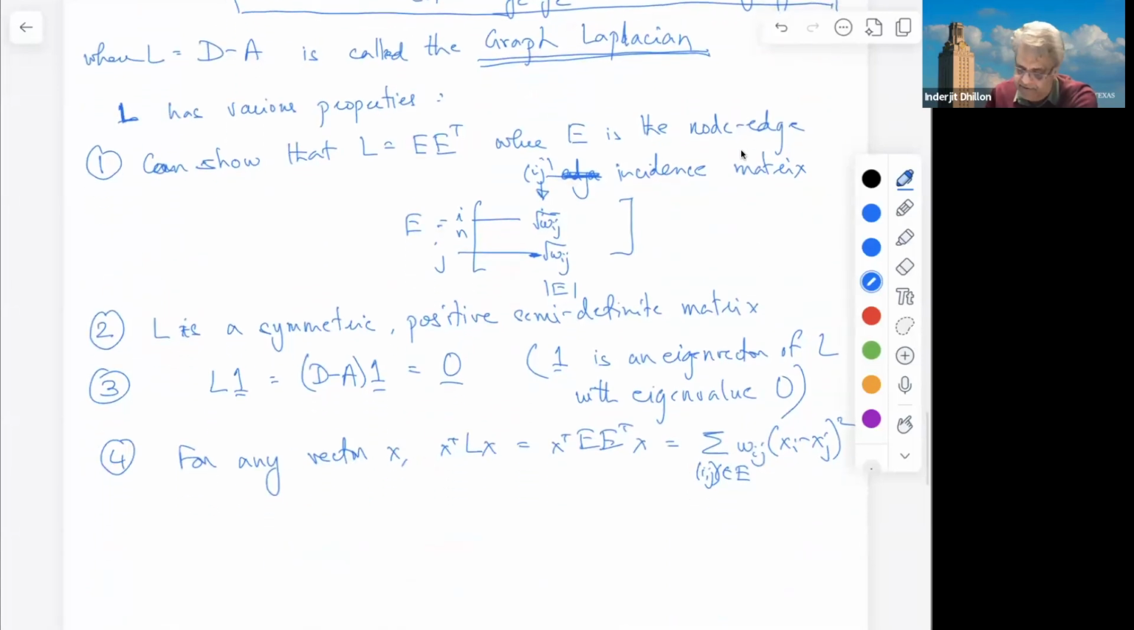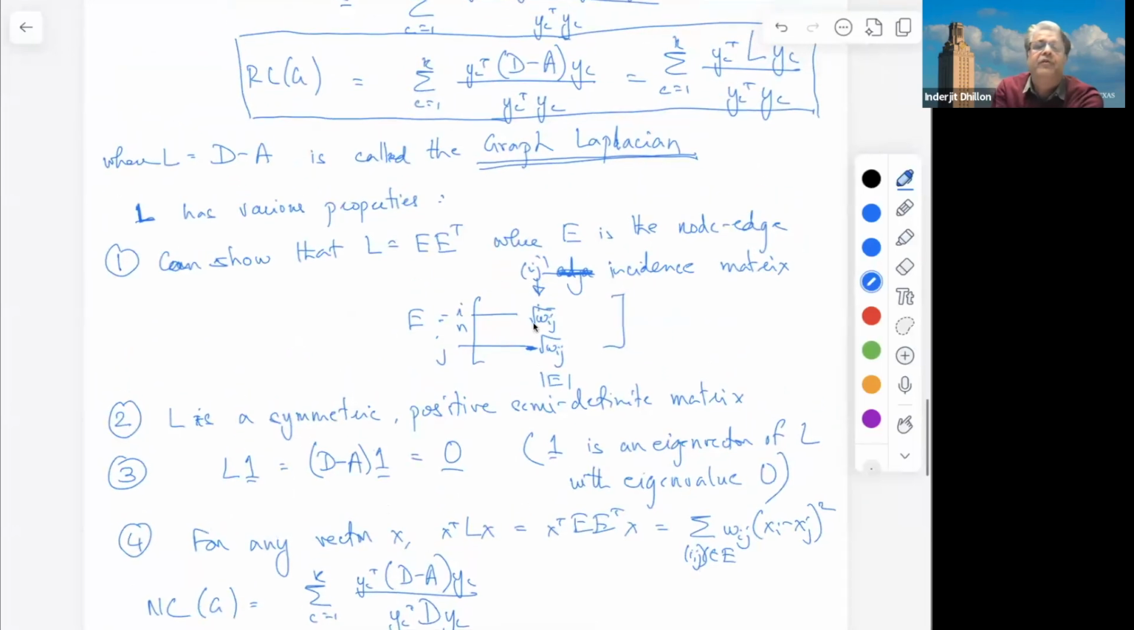Okay, it turns out that normalized cut of G is equal to, let me just write it down first, the sum over C equal to 1 through K of YC transpose (D minus A) YC divided by YC transpose D YC. So there's a D which is different here, and it was not over here. Remember this was just YC transpose YC. Here I have D times YC. So this is equal to the sum over C of YC transpose L YC divided by YC transpose D YC.